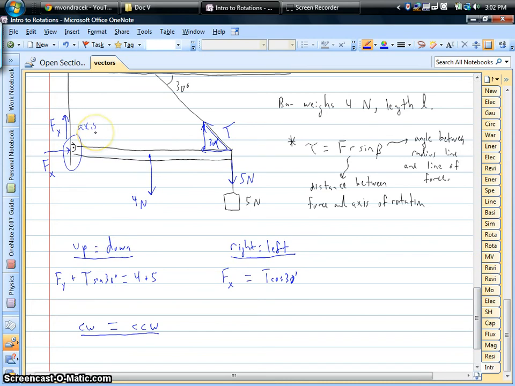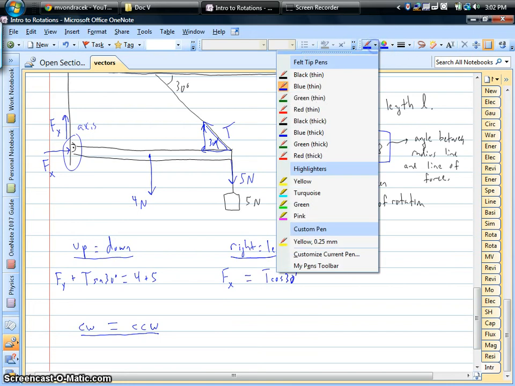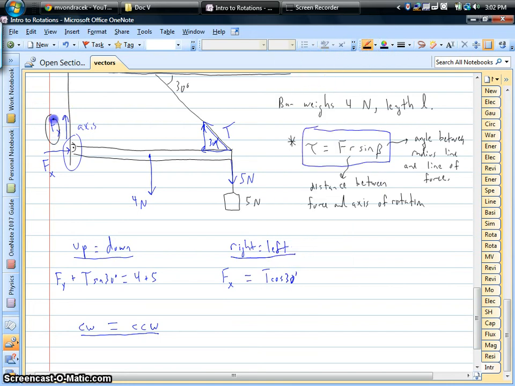Now, if we choose the hinge as being the axis, and we use this new expression to find torques created by forces, Fr sine of some angle, notice these two forces over at the hinge, the Fx and the Fy, are not producing any torques. Why? In those cases, the distance from those forces to the axis of rotation, which is the hinge, is 0. And our torque equation would give 0 torque for those.